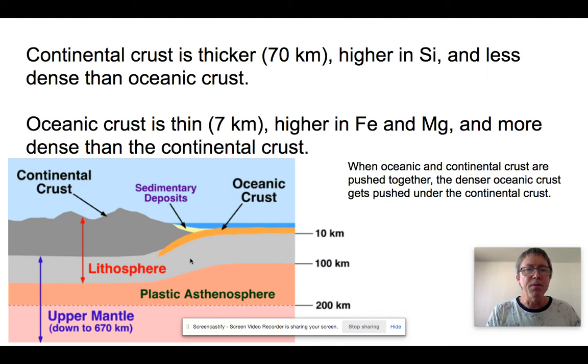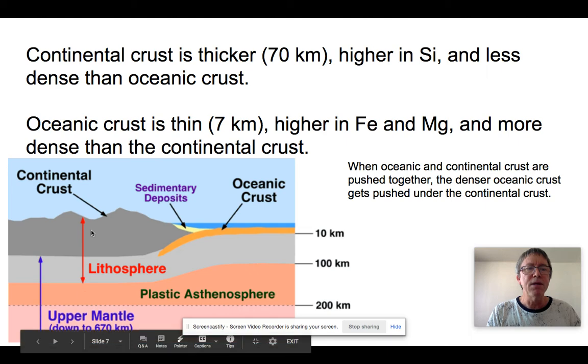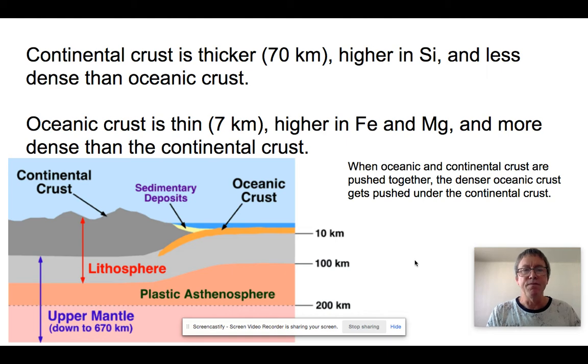Now, the upper part of the mantle is shown here from a depth of about 10 kilometers to 100 kilometers. The upper mantle and the continental crust together, we refer to as the lithosphere.